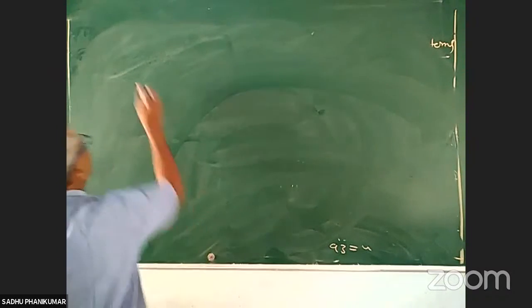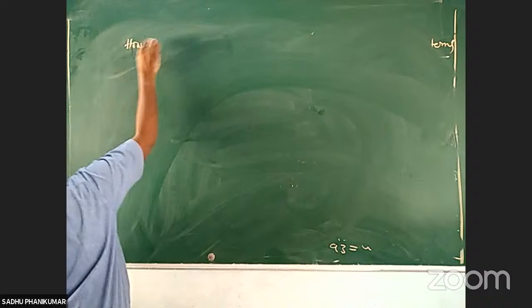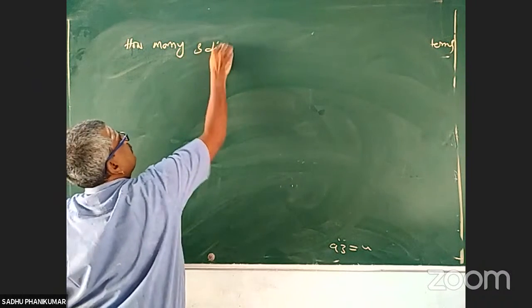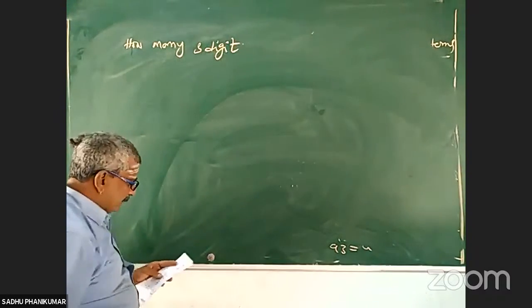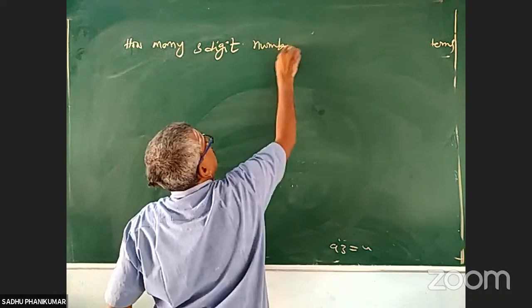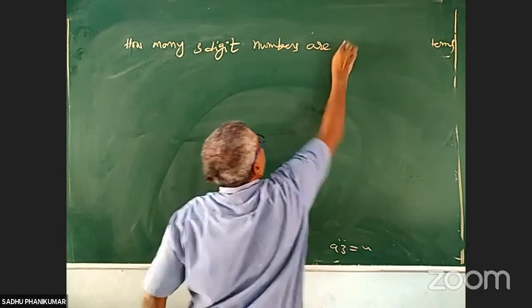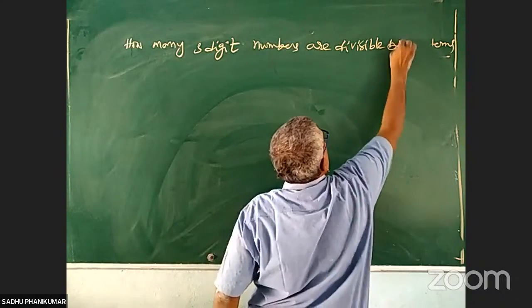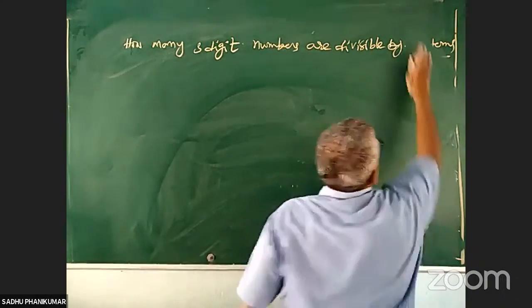This is a different model. How many three-digit numbers are divisible by 7?